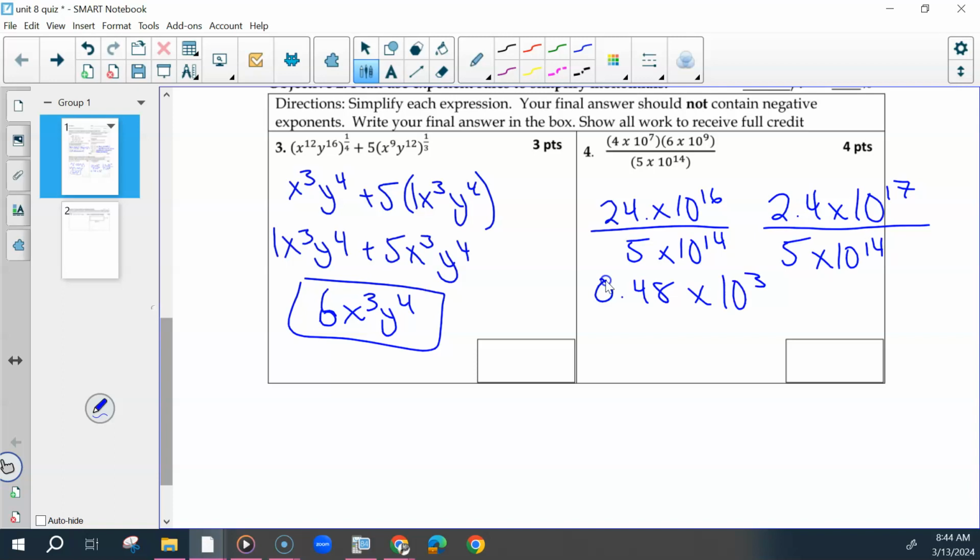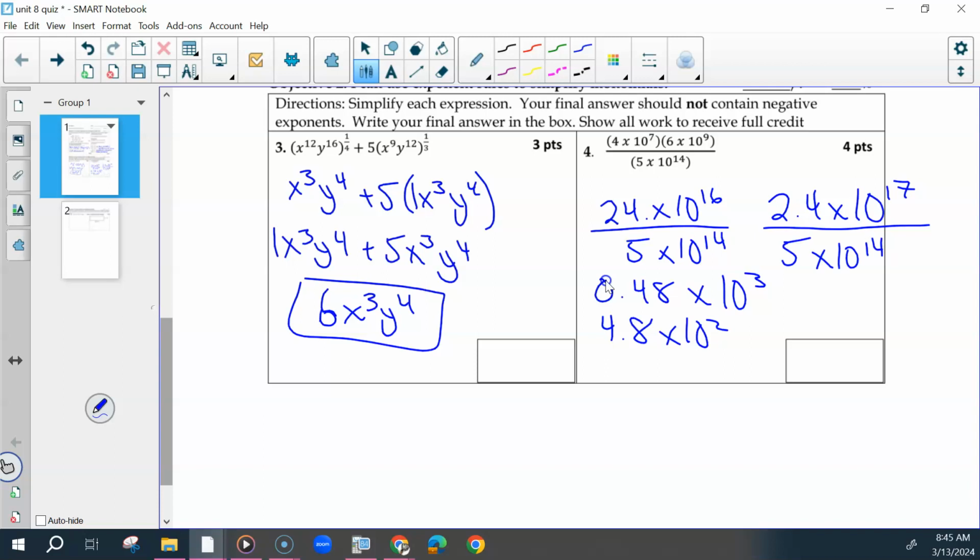And then again, this is not an actual scientific notation, so we have to change it once more, move the decimal place to the right, and subtract from the exponent. So the 4 points there were, did you get this number and this exponent correct, and the final number and this exponent correct? If you had extra things in there, or you changed it to standard form, you should not have done that. Questions on that?